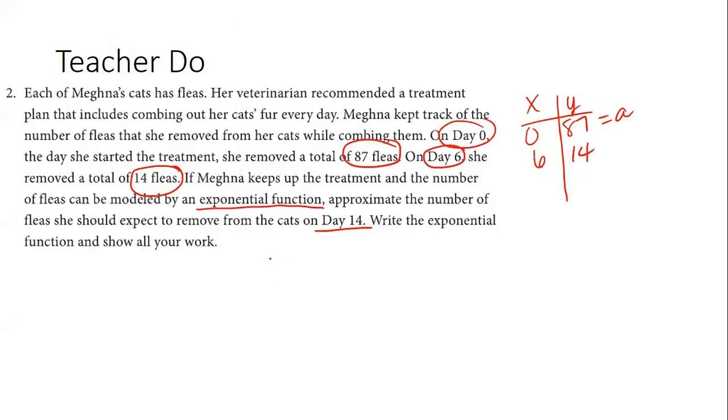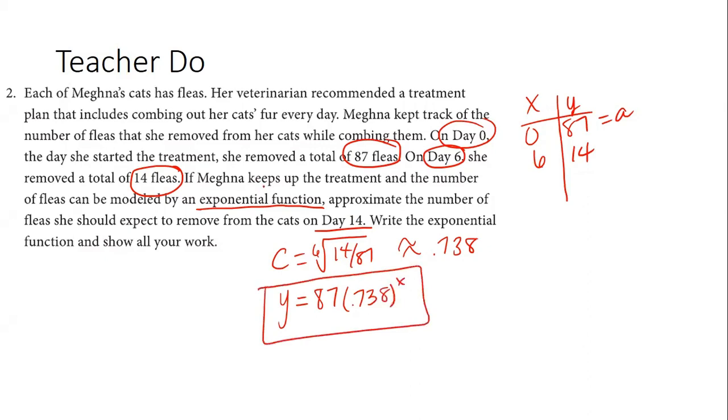All right, go. Okay, so for our C value, to find your C, for your C, you should have done the 6th root of what? 14 over 87. Did we get that? And what did we get approximately for that value? 0.738. Yes. So then my model is y equals 87 times 0.738 to the x. So we did the model. It's 2 parts: you tell me the model, and then you solve.